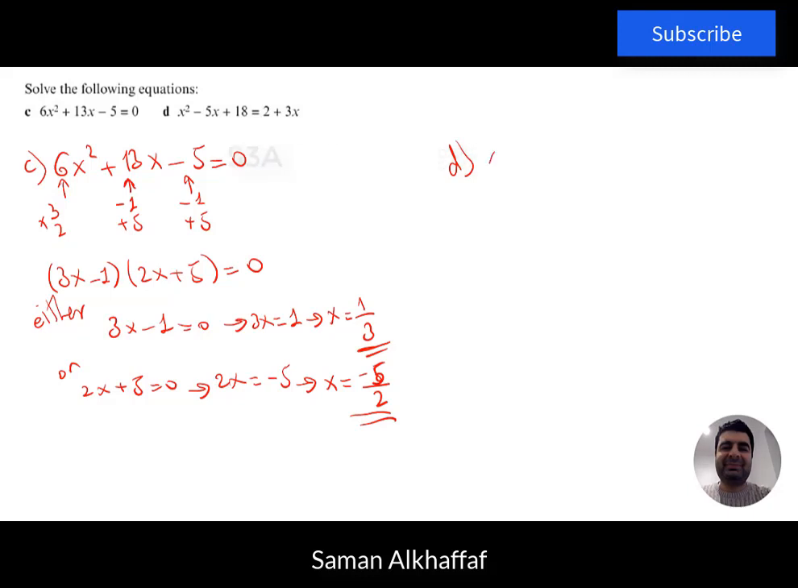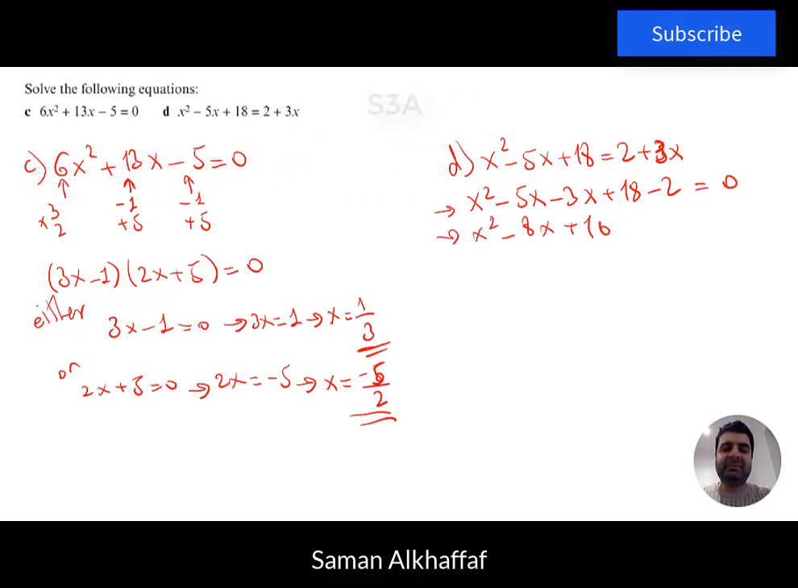For part D, we have x squared minus 5x plus 18 equal 2 plus 3x. So first we will try to simplify the expression in such a way where the numbers are moved to one side. So we will try to move the right hand side to the left hand side, so that will give us x squared minus 5x, and we have also minus 3x plus 18 minus 2 equal to 0. So that will give us, in terms of the next step, x squared minus 8x plus 16 equal to 0. And now we can complete the square.